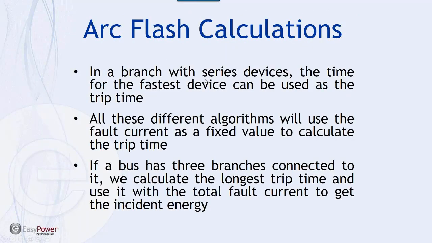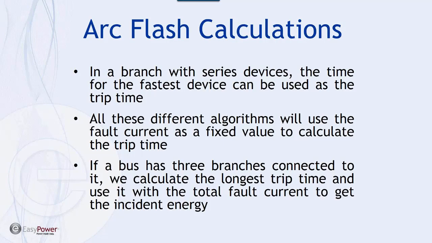So, arc flash calculations. In a branch with series devices, the time for the fastest device can be used as the trip time. This has to be the basis for any arc flash calculation. If you have two trip devices in series, as soon as one of them trips, the branch contribution goes immediately to zero. I don't think any further explanation is needed here. One of them opens and the path for the current from that branch is completely cut, broken. All these different algorithms will use the fault current as a fixed value to calculate the trip time.